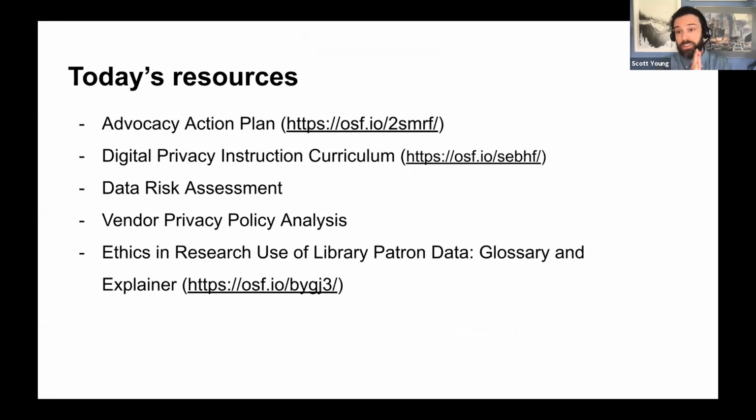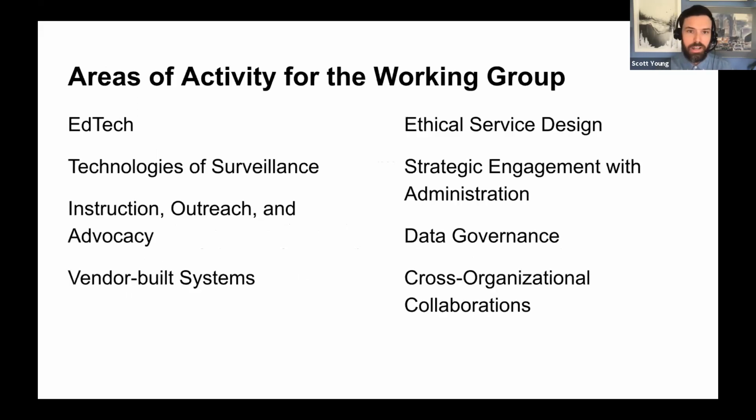As an overview, again, here's what you heard about today. We covered a lot of ground: the advocacy action plan, the curriculum, risk assessment, vendor privacy policy analysis, and then the explainer. This is how our working group is structured, with these sub areas of focus. Here are other areas that our group covers: ed tech, technologies of surveillance, instruction, outreach, and advocacy, vendor-built systems, ethical service design, strategic engagement with administration, issues of data governance, and, of course, collaborations with other groups working in this area.